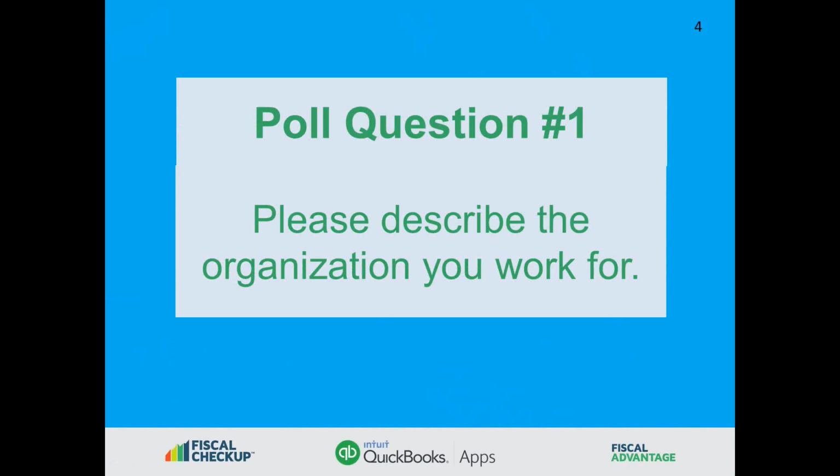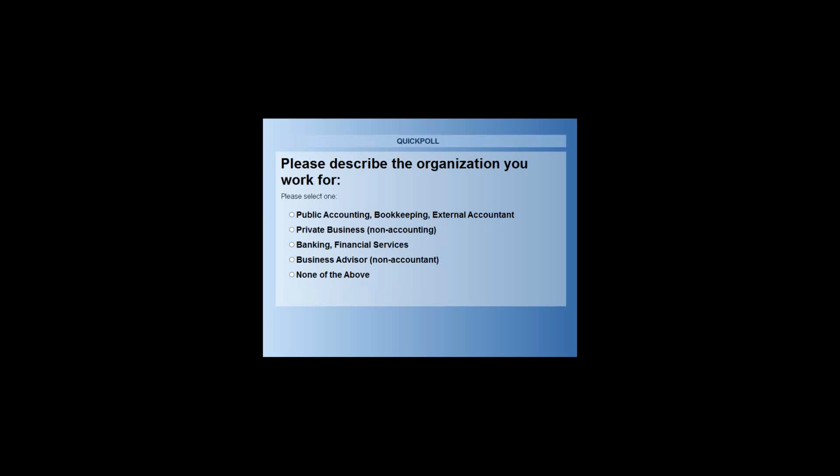So our first polling question today has to deal with knowing who is on the line today, whether you be a private business, public accounting, business advisor, etc. And if you'd let us know, and what we do with these, if you're not familiar, is we wait until at least 90% have voted or till a minute goes by, whichever comes first.